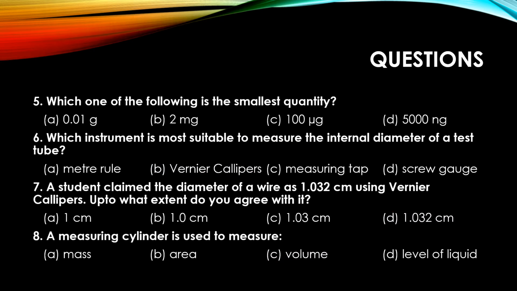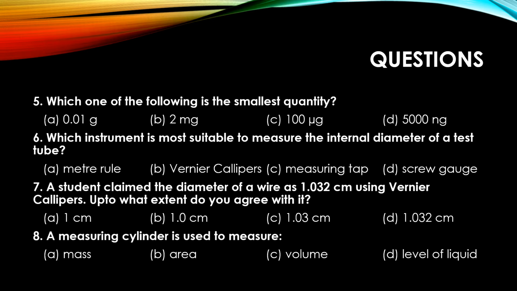Question number 5. Which one of the following is the smallest quantity? Option A 0.01 gram, B 2 milligram, C 100 microgram, D 5000 nanogram. If we write A option in standard form, it will be 1.0 into 10 raised to the power minus 2 gram. B is 2 into 10 raised to the power minus 3 grams. C, 100 can be written as 1.0 into 10 raised to the power 2, and micro means 10 raised to the power minus 6, so we can write it as 1.0 into 10 raised to the power minus 4 grams.